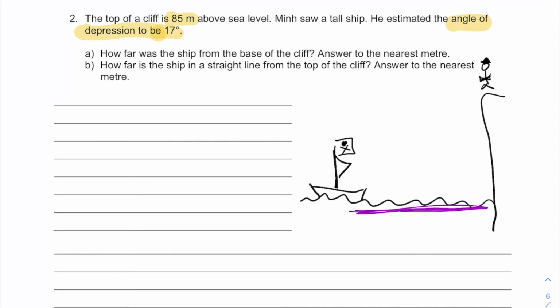Okay, so this is our first distance. This distance, I'm going to make x. This distance, out of the question, is our 85 meters. Okay, and then our hypotenuse for our diagram is right here. Okay, and that's going to be part of our second question, so I'm going to make that y.